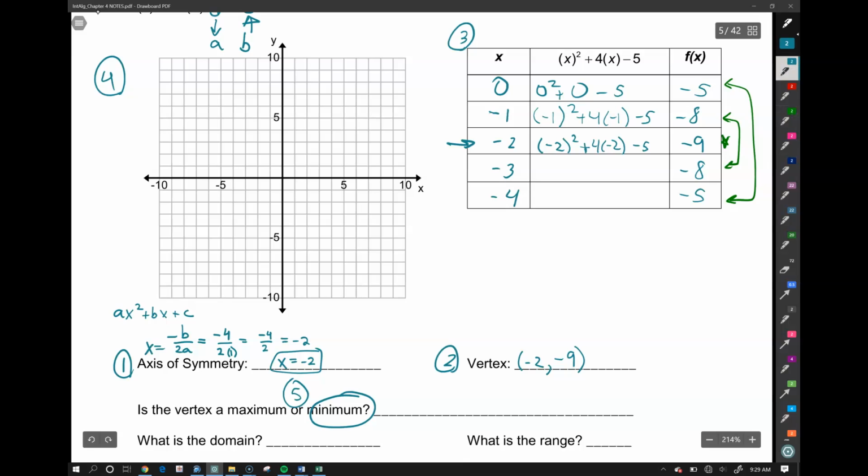All right, so I have negative 2 comma negative 9. That's my vertex. And then negative 1 comma 8 and negative 3 comma negative 8. 0 comma negative 5 and negative 4 comma negative 5. So we're right? It's opening upwards, and we see it goes down to a minimum, and then it goes back up again. So it's going down to the lowest point and then up, which means it has a minimum. So we know we're right.